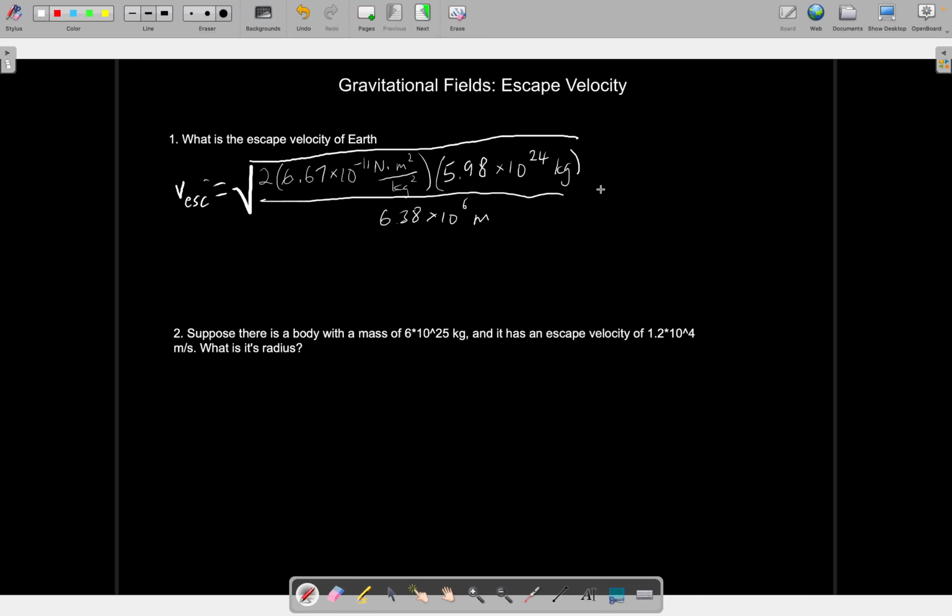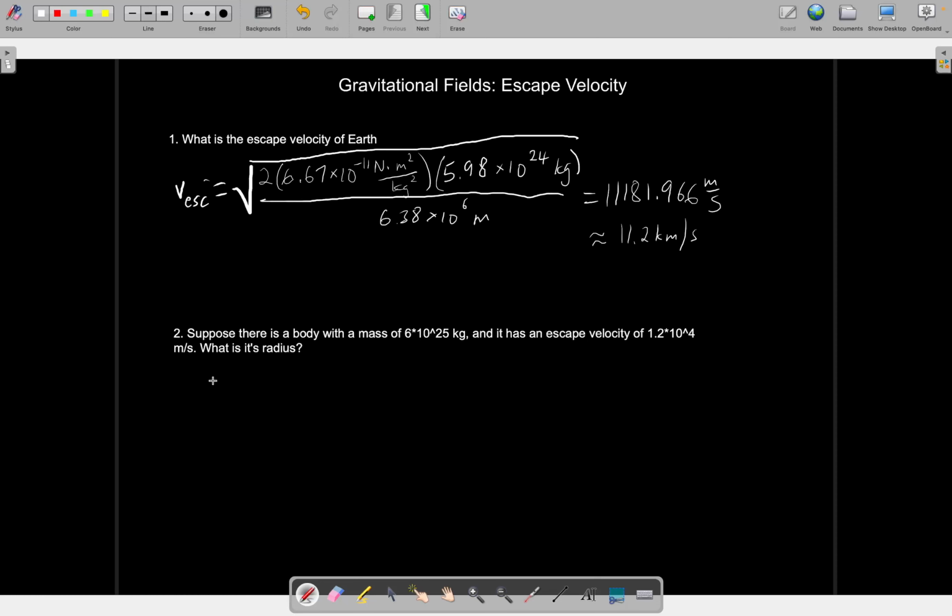Okay, and the answer that we should get is equal to 11,181.966 meters a second, and that is approximately equal to 11.2 kilometers a second. When looking at orbital speeds and escape velocities, we usually look at it in kilometers a second rather than meters a second, since the meters a second values are enormously large. Alright, now we've got that question down packed, let's look at the next one.